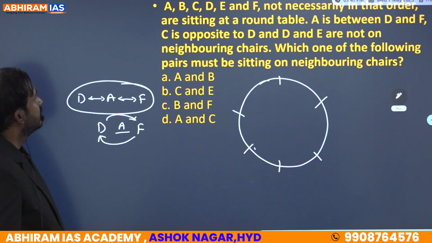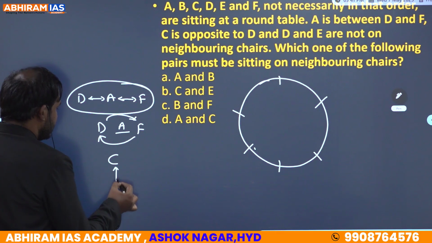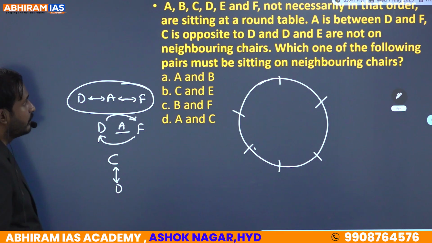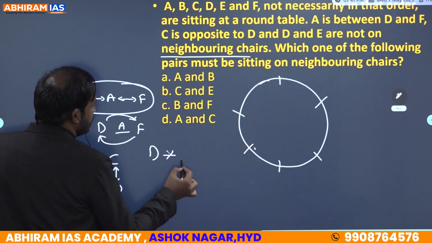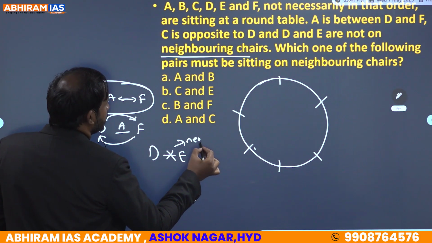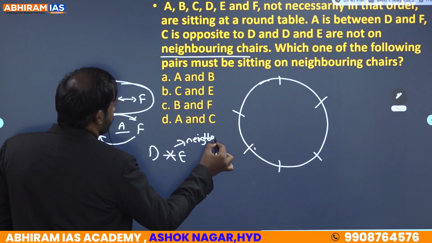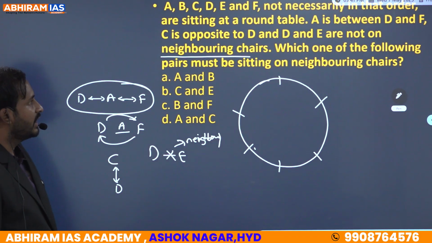Next, C is opposite to D, and D and E are not on neighboring chairs. So D and E will not be neighbors. Which one of the following must be sitting on neighboring chairs?